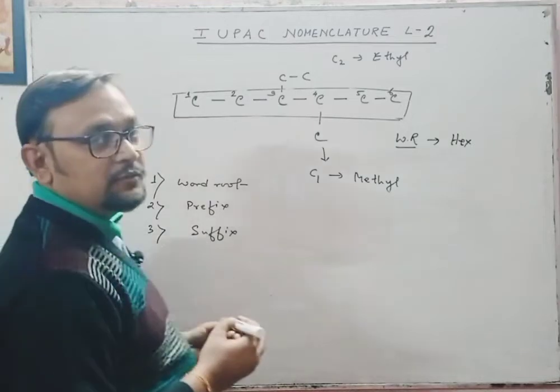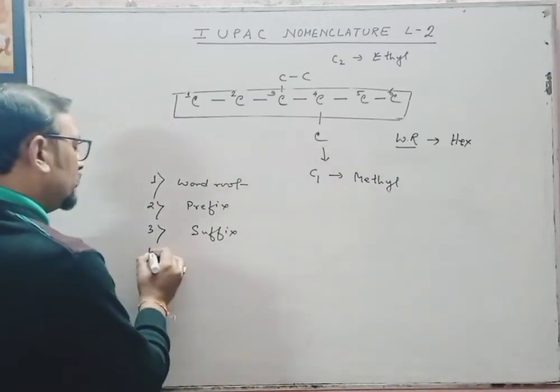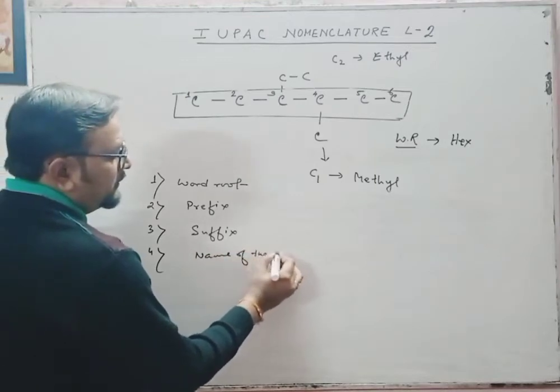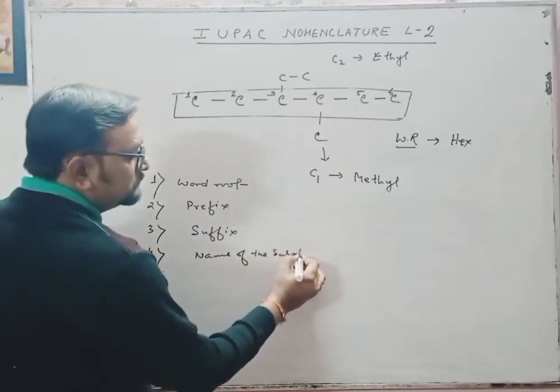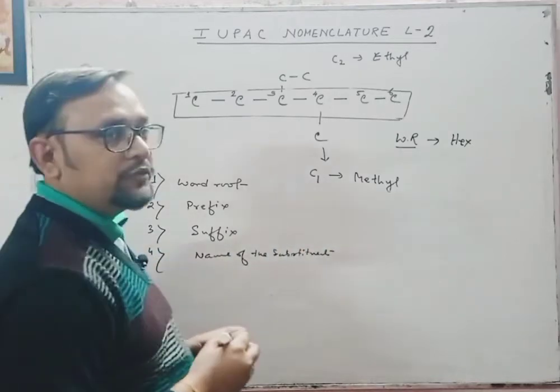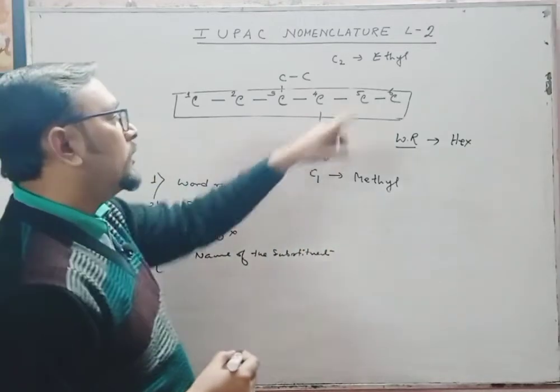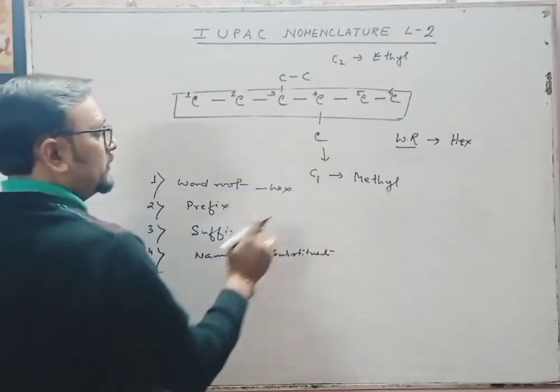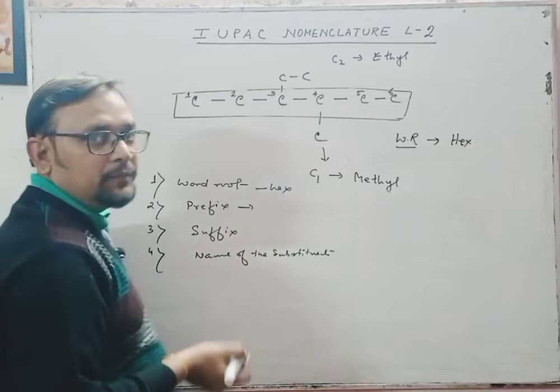Yes, these are the things we require, isn't it? And fourth, obviously, the name of the substituent. So one by one we have to check. See, the word root, we got the word root. Here the word root is hex for this, from the longest chain you got. Prefix, that we have to decide.